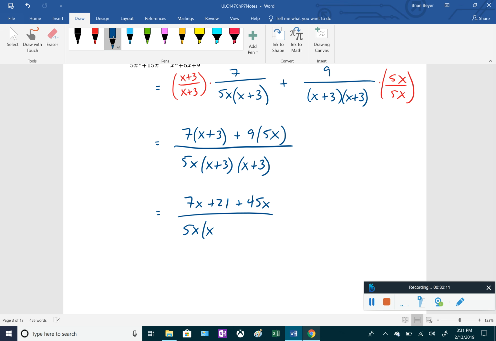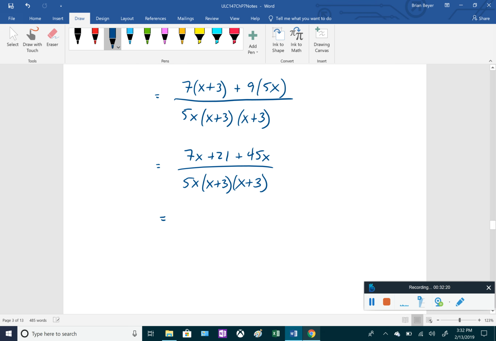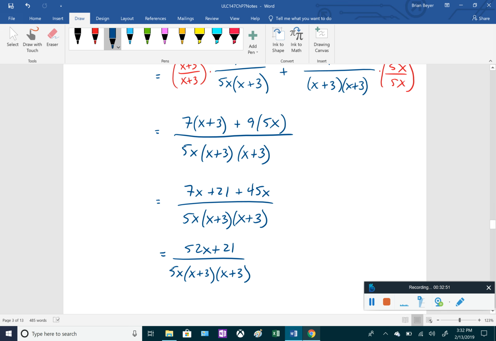I'm not going to touch that denominator. So simplifying that numerator one more time, it looks like it's going to be 7x plus 45x, so 52x plus 21 over 5x times x plus 3 times x plus 3. So once again, you could factor that numerator. It's not going to help. It's not going to have any common factors that'll cancel. So I'm actually just going to leave it just like that. I'm not even going to bother distributing that denominator just because it got a little messier. It's not too bad, but we're just going to leave it like that just to show you that you can.